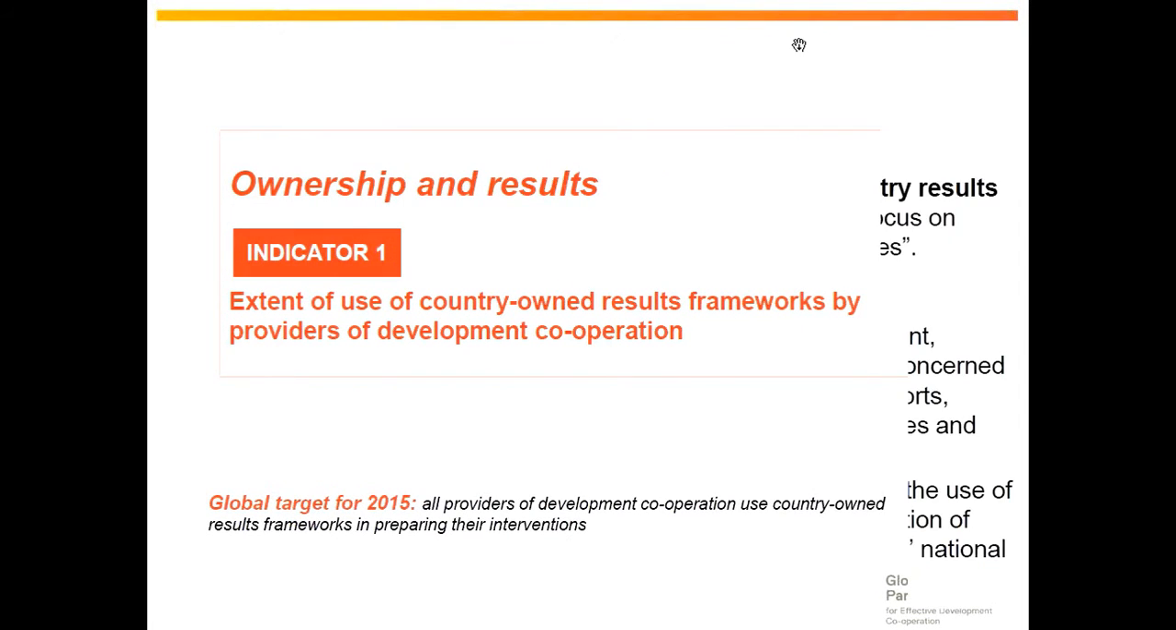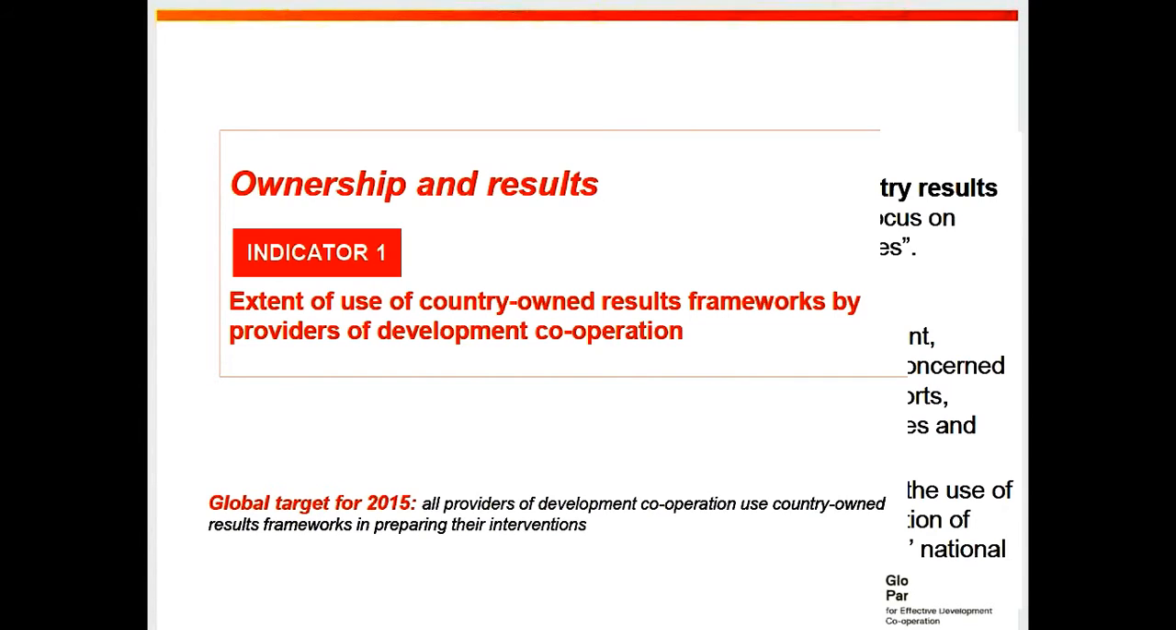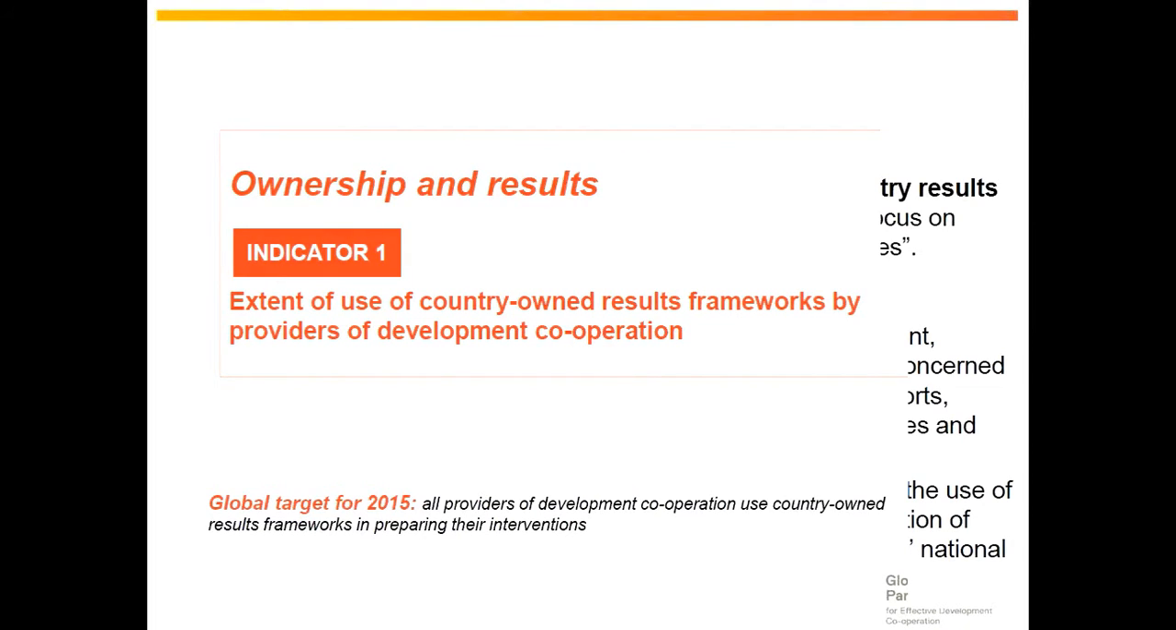Okay. So if we don't have any questions, we'll continue to this indicator one that focuses on the ownership of development efforts and the focus on results. As you can see, the indicator was agreed as extent of use of country-owned results frameworks by providers of development cooperation, and the target by 2015 is that all development cooperation providers are using these country-owned results frameworks in preparing their interventions, in designing the way they're going to carry out these interventions, and focusing on priorities that are important for the country. So they are aligned with the plans at the national level, led by the government.